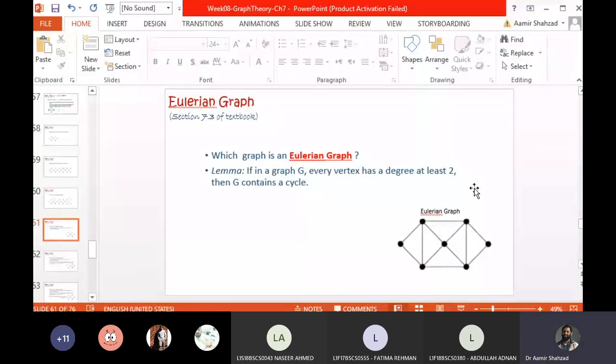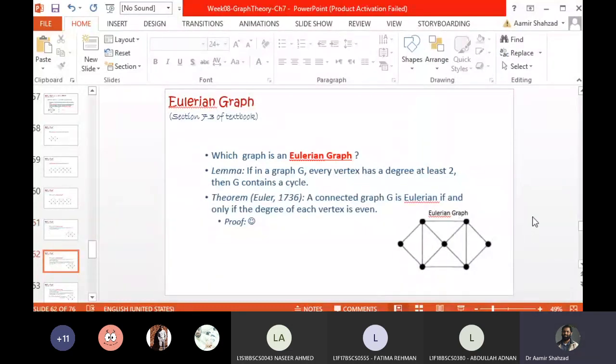So if some node has degree 1, we cannot define a cycle, and maybe we can go to that node but we cannot come back from that node, because that edge will be traversed only once. So if every vertex has a degree more than 1, at least 2, then this G contains a cycle, then we can define some cycle. We can define some subgraph of it like this, which is a cycle. So we make a theorem.